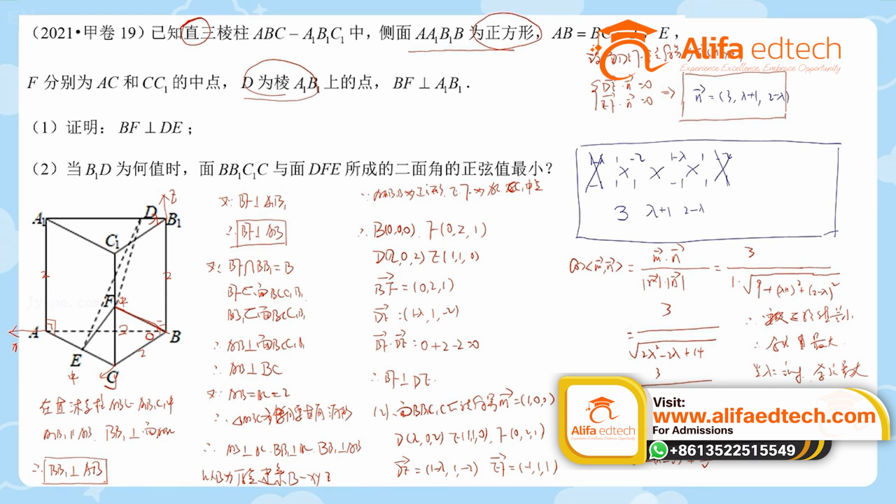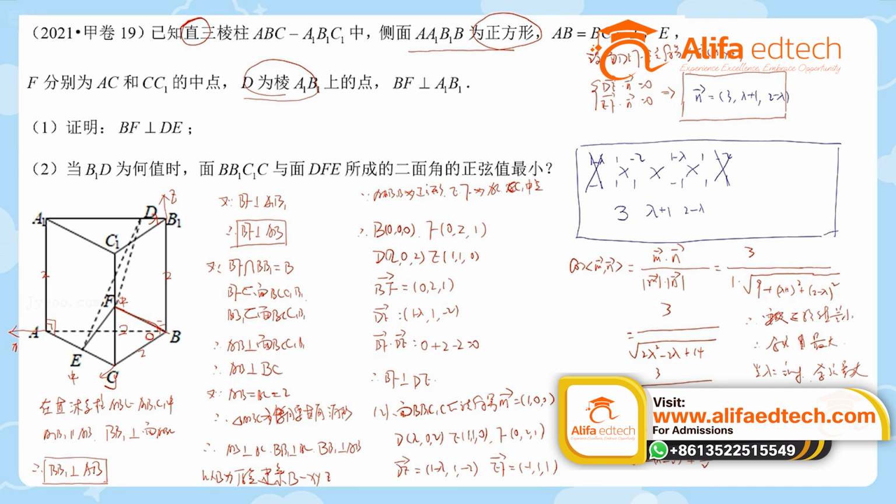All right, so to conclude, when B1D equals 1/2, we find that the sine of this dihedral angle is at its minimum. The question didn't ask us to find the actual minimum value. Of course, if you're interested and have time and you're feeling calm and unhurried during the exam, you could go ahead and calculate it, okay?